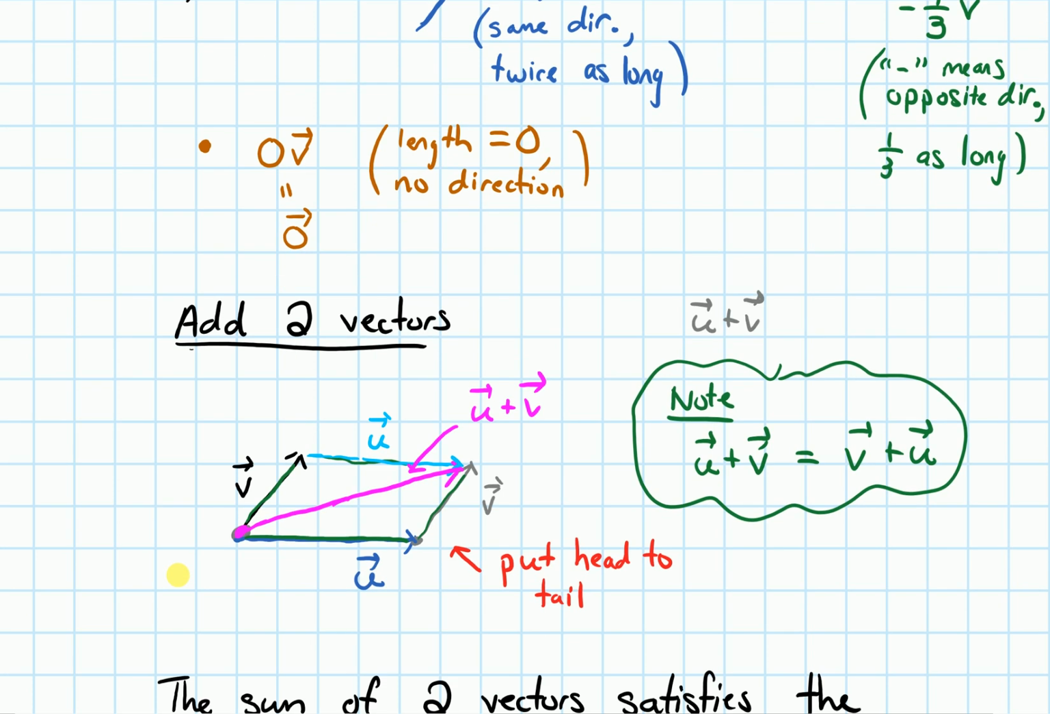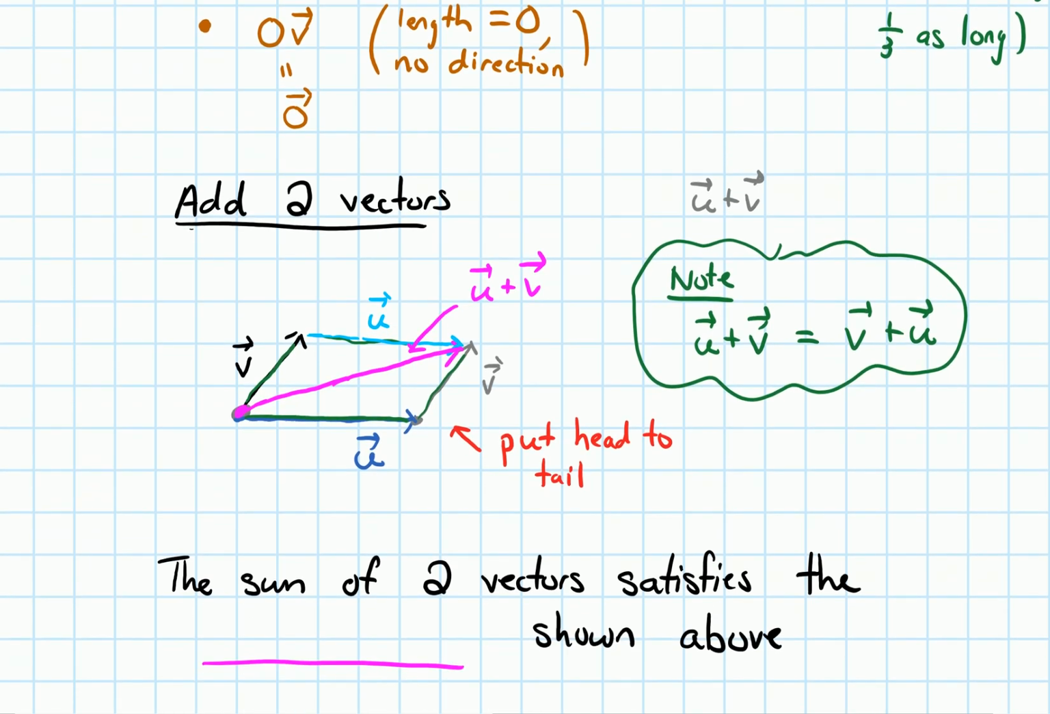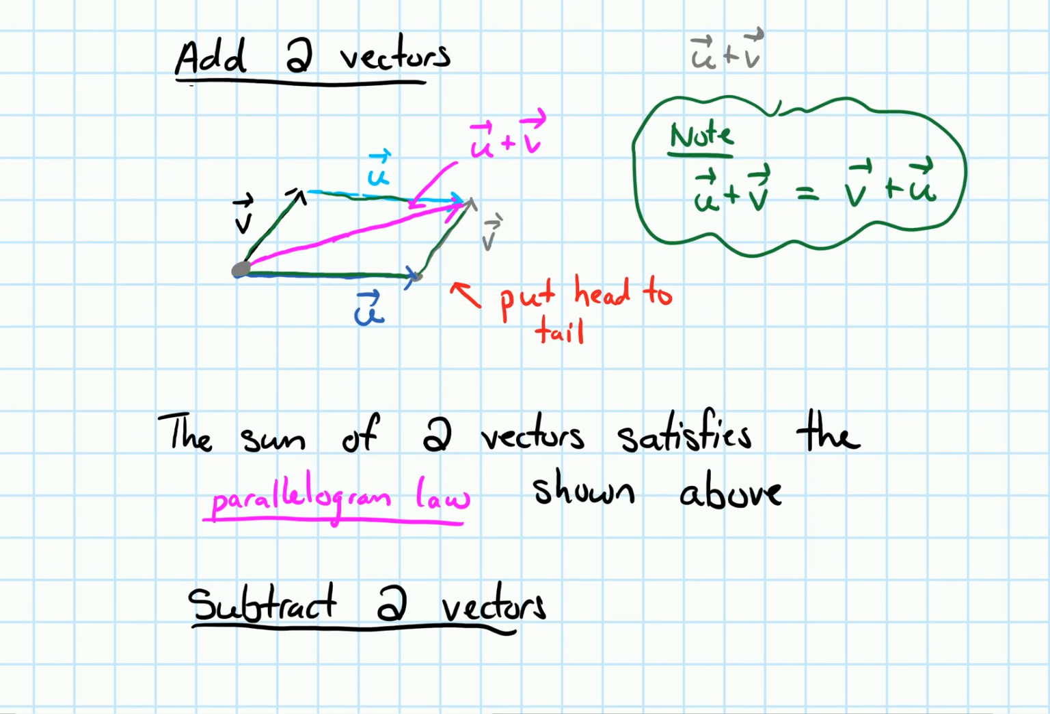Visually, the sum of two vectors satisfies what is called the parallelogram law. And that's basically what we did in this picture, constructing this parallelogram by lining up these vectors head to tail and then drawing that diagonal. That's the parallelogram law. All right, so finally, let's talk about how we subtract two vectors.